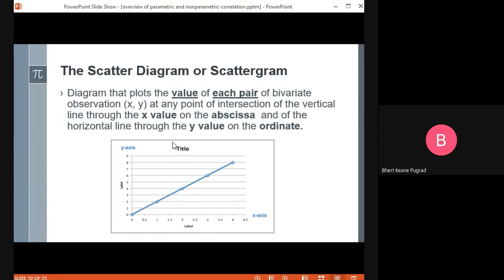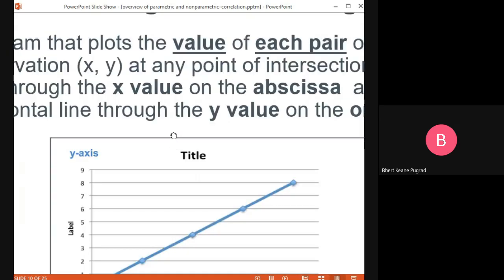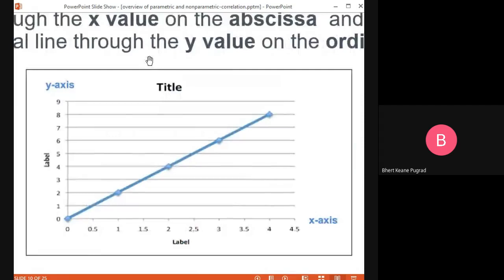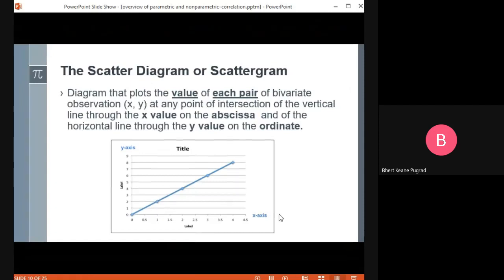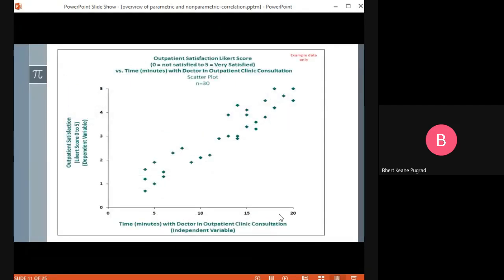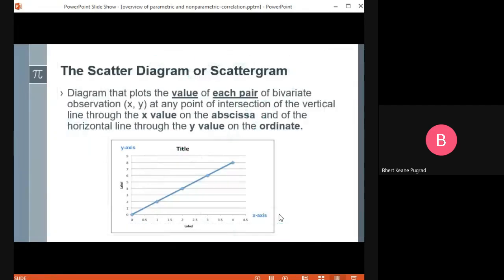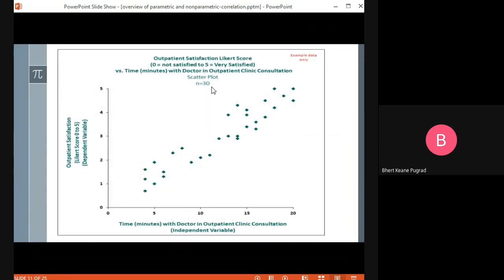Okay, so we have here the y-axis, and we also have here the x-axis. The y-axis is the vertical line, and the x-axis is the horizontal line. So with this given set of examples, we have here an example.